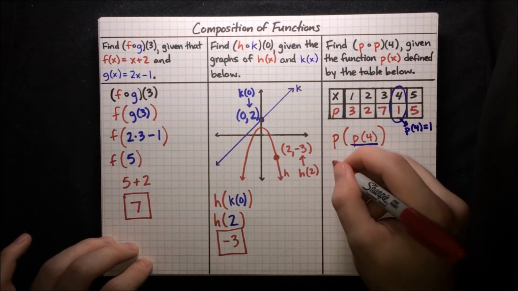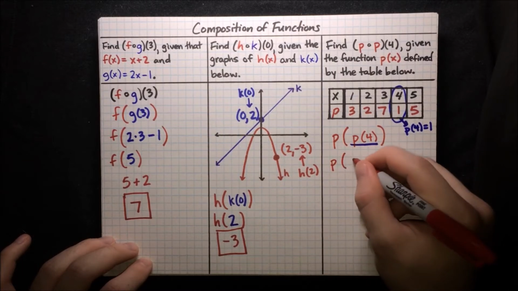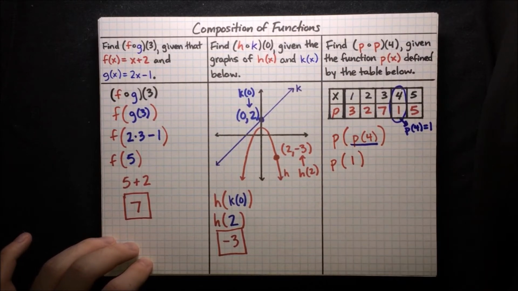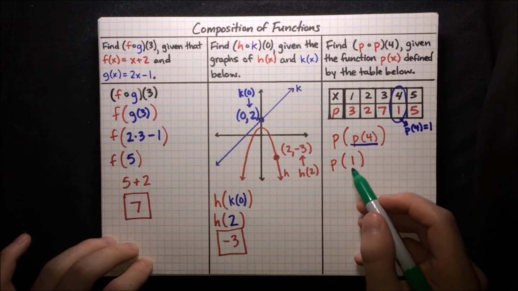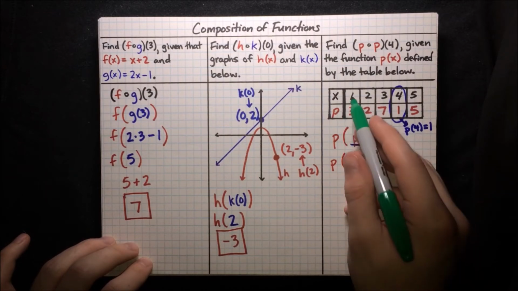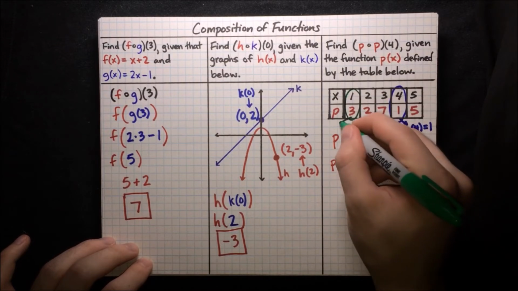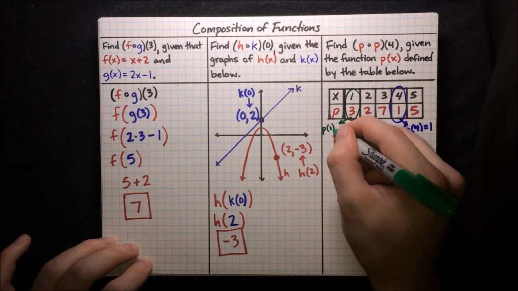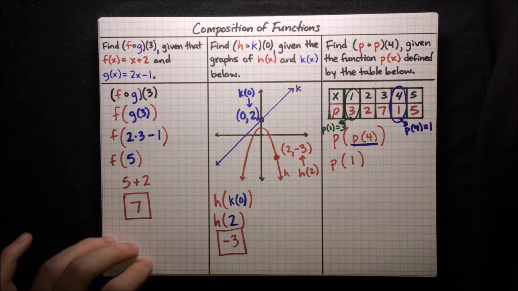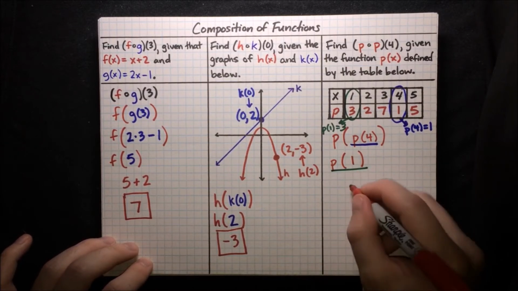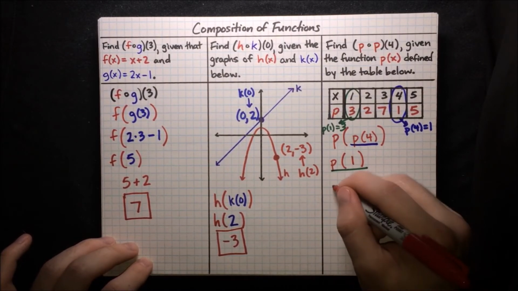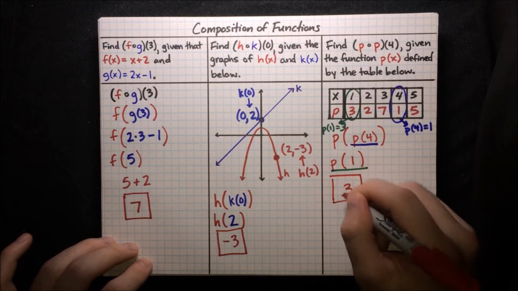So we plug that into here and want to find p of 1 then. And p of 1, that's just the output p when x equals 1. So go to our table here, x equals 1, p equals 3. That's telling us that p of 1 equals 3. So that means p of p of 4 is really just equal to 3. So there we go. There is p of p of 4.